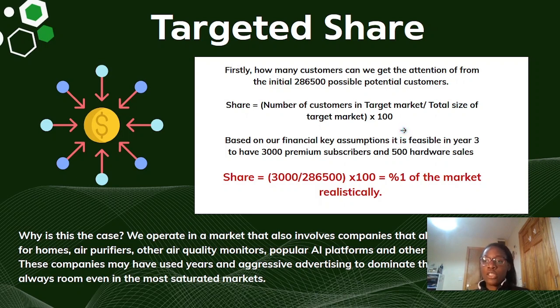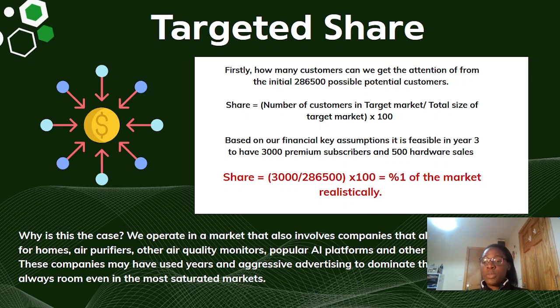So based on our financial assumption, which was done by my other colleague, we said that it will be feasible to have 3,000 premium subscribers and around 500 hardware sales. So calculating that in our share, we can see that we can realistically capture 1% of the market. And that is a reasonable assumption because we are working in a field where there are other competitors who have dominated the markets over several years.